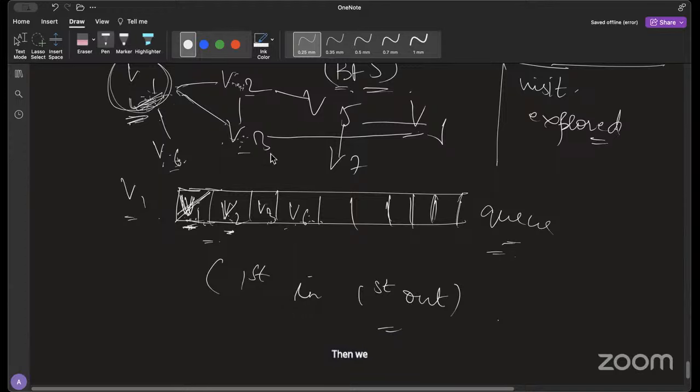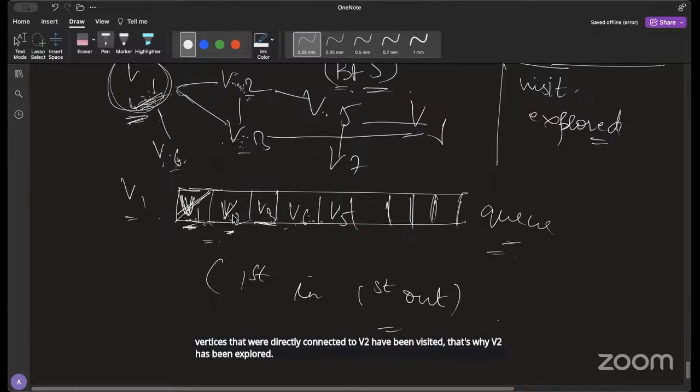Then we come to V2 and we see V2 is directly connected to V5 and V3. But V3 is already in the queue, so you don't have to write it again. Write V5 here. And no other vertices, right? So we're done here. V2 is also explored because all the vertices directly connected to V2 have been visited. So you can remove V2 from here.